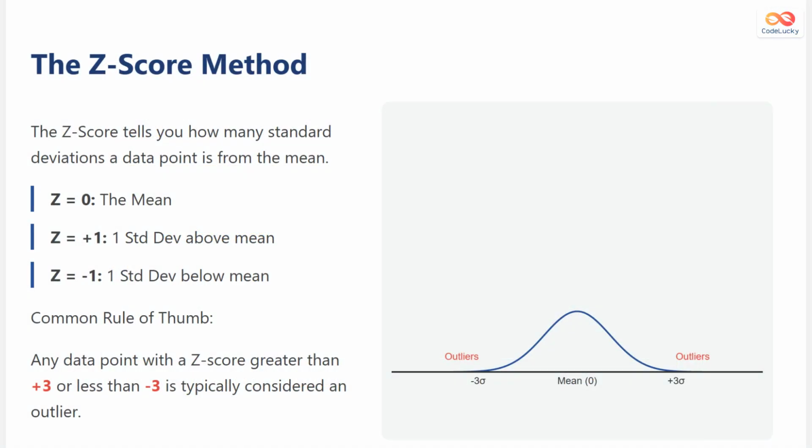Another common method is the z-score. This measures how many standard deviations a data point is from the mean. In a normal distribution, 99.7% of data falls within 3 standard deviations. Therefore, a common rule of thumb is that any point with a z-score greater than +3 or less than -3 is an outlier.